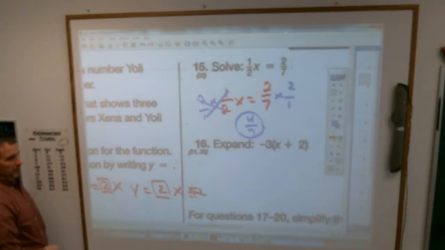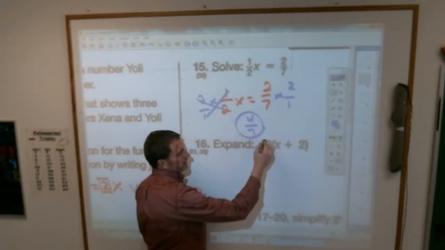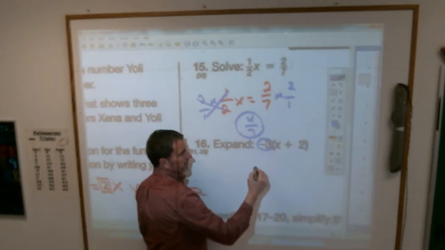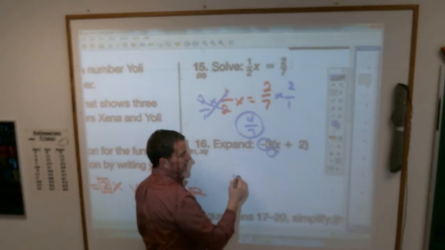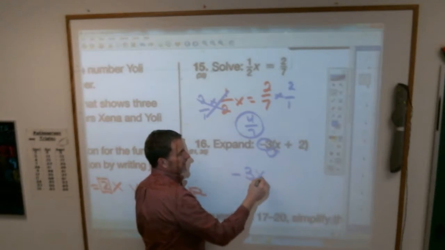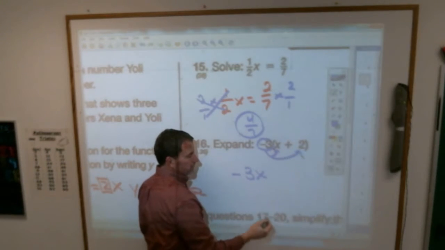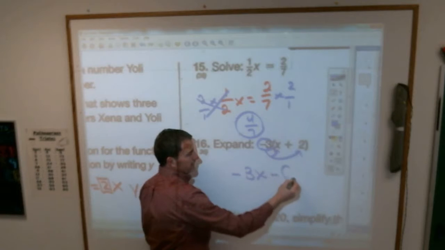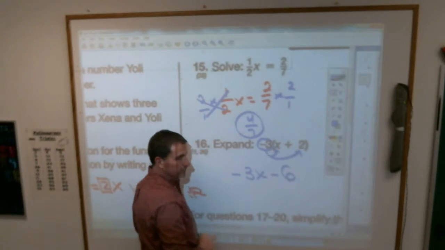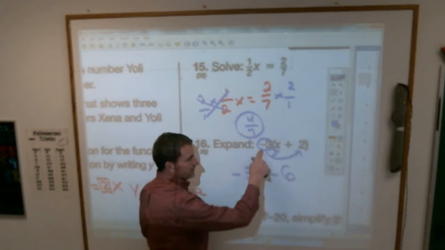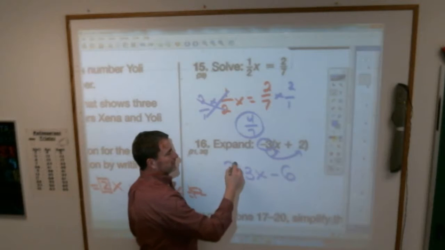Might as well do 16, because that seems to give people trouble. This is expanding distributive properties. Don't forget you have to take the sign with the number when it multiplies. What is a negative 3 times x but a negative 3x? What is a negative 3 times positive 2 but a negative 6? That negative got distributed out to both of those. Negative times a positive is always a negative. This was negative, those were both positives, so they end up being negatives.